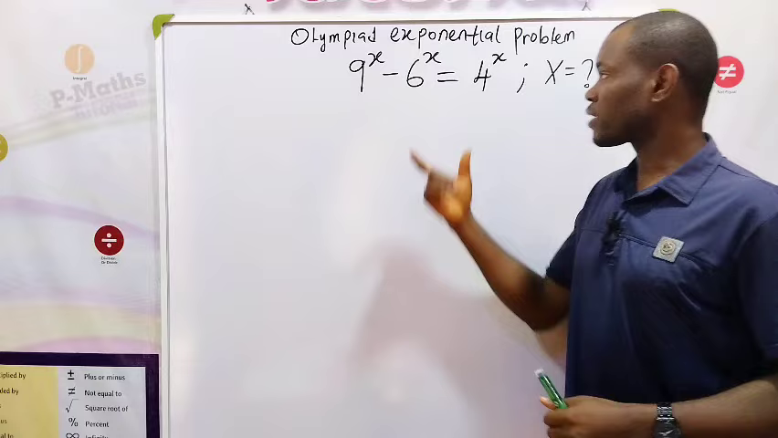So reject this one. Let's continue with this because this is positive and this is positive. All right. So we have rejected this.